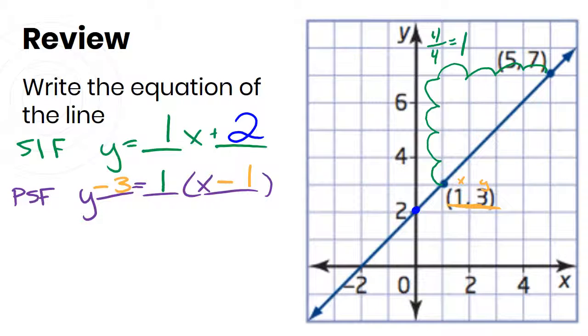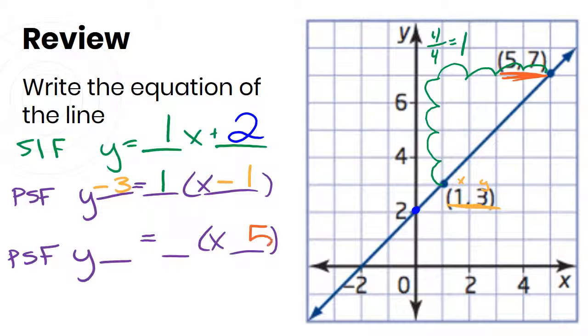Or I could do a different point slope. Let's say I want to use the other point that is written on the graph. I could use, let's see, 5, 7. My x value is 5, make it the other sign. My y value is 7, change the sign. My slope is still 1. Okay? So again, if you are not told how to write your line, every one of you could have a different answer on this problem, and you could still all be right.